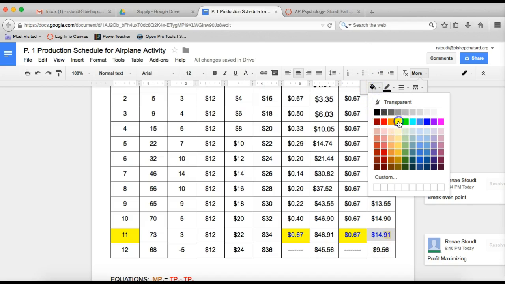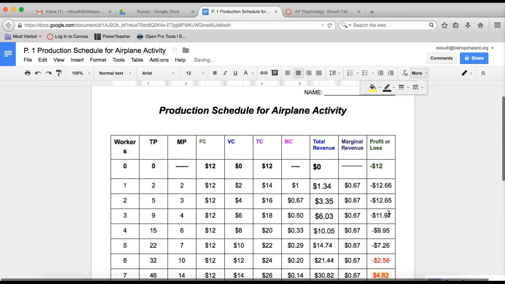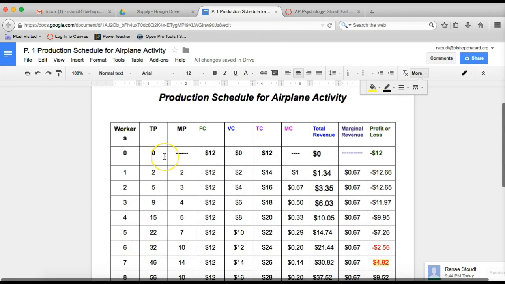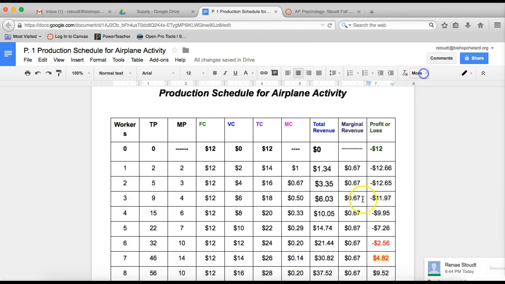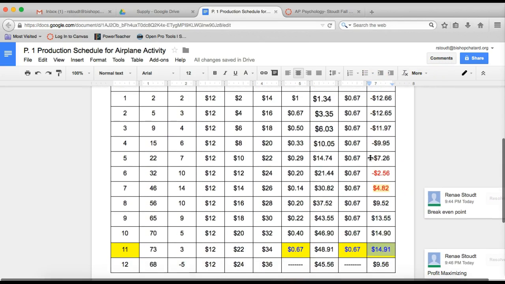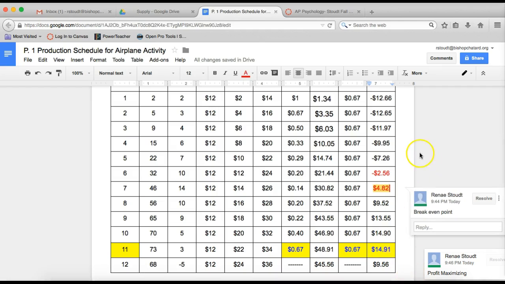All right, that's it for the production function, production schedule. You will be getting from the sub an example with this where you're going to have to fill in things. Remember, work together, use your calculator. Tomorrow in class, I will give you the answer key for it, and I will also ask if you have any questions. Thanks.